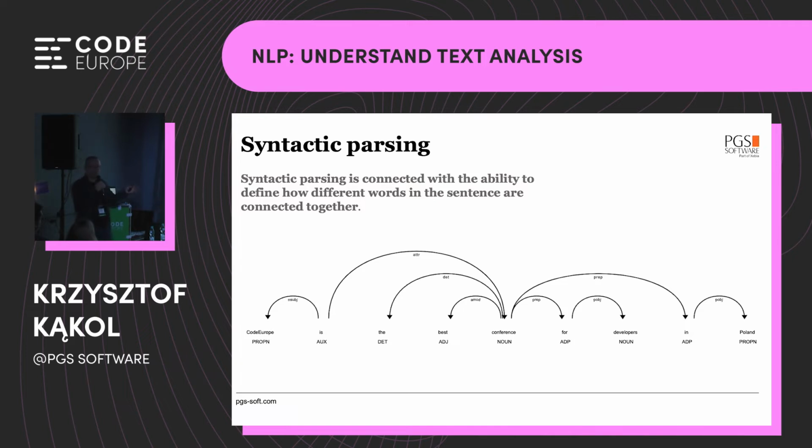Then you have syntactic parsing. This is something that I mentioned before, which is quite interesting, because you are able to find the relations between words. Suppose that you have a sentence that says something like below. So again, Code Europe is the best conference for developers in Poland. But this sentence might mean something different. For instance, someone says, Code Europe is the conference for the best developers in Poland.